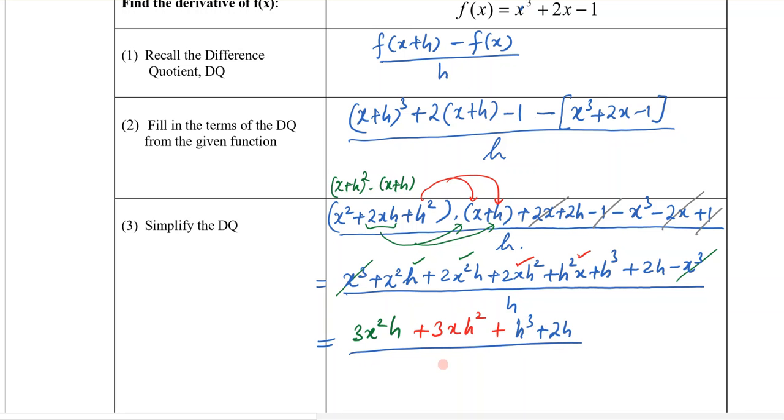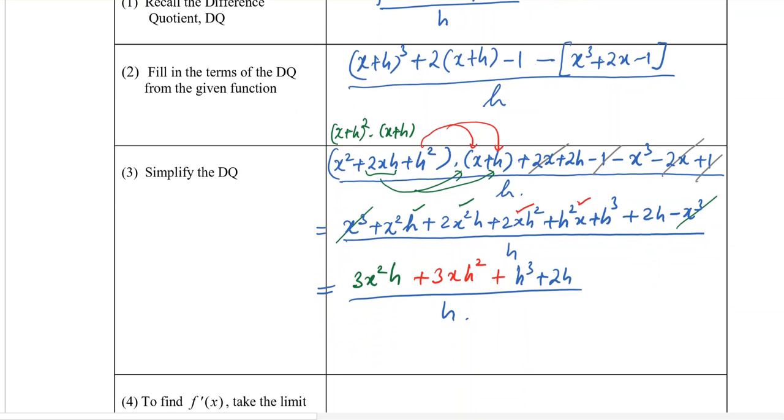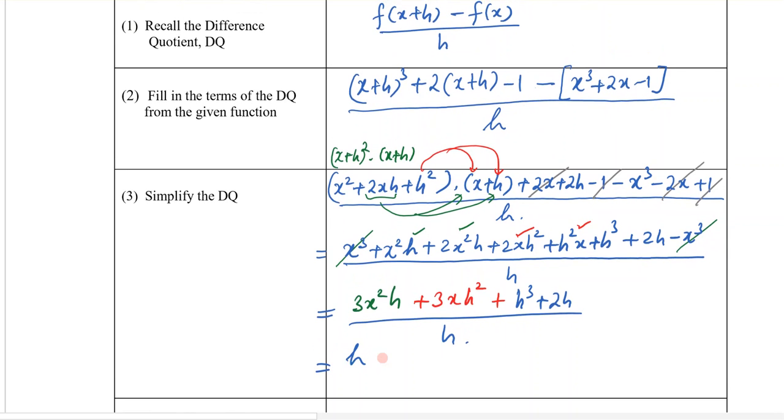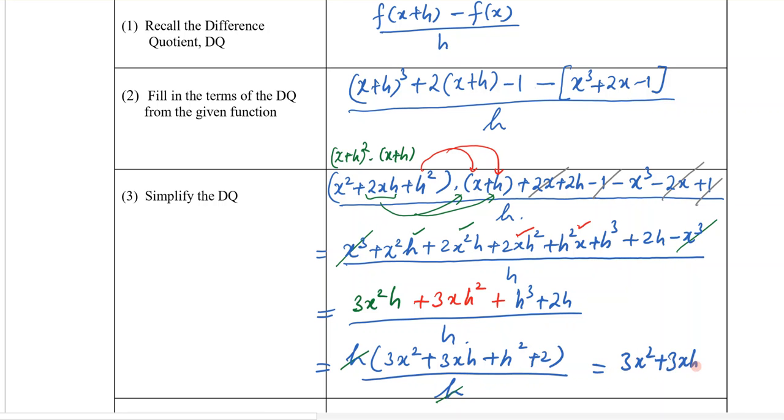2h over h. So one thing we see here is h is a common factor. So h, inside you have 3x squared plus 3xh plus h squared plus 2 over h. H and h cancel out, and we are left with 3x squared plus 3xh plus h squared plus 2 in the end. So this is our simplified difference quotient.